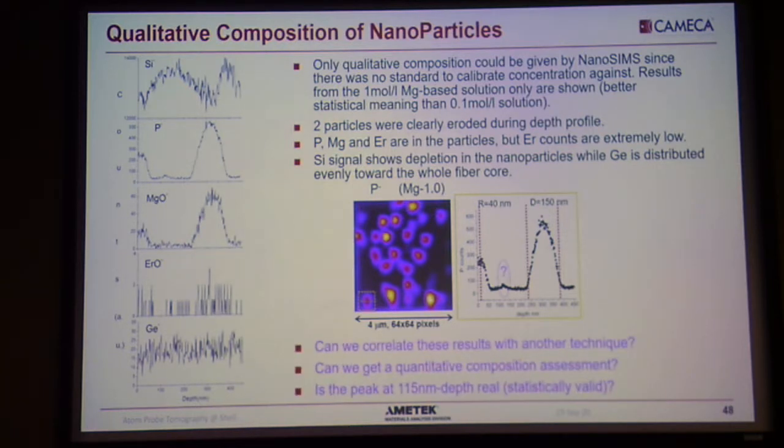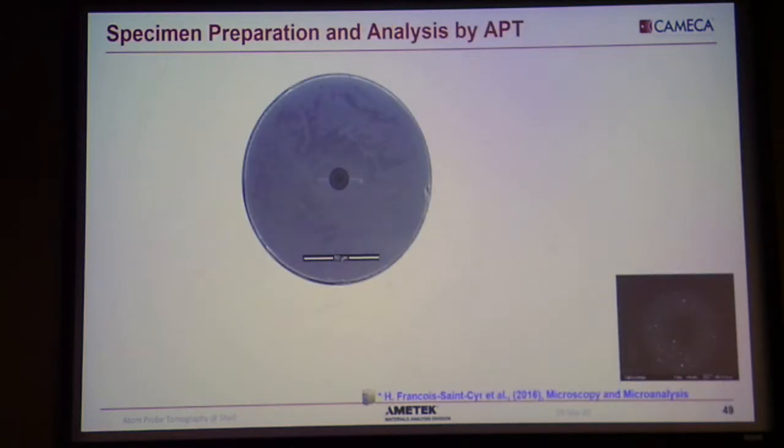So the question is, can we correlate these results with another technique? Can we get a bit more specific about quantification? And this is where the atom probe comes into play. This is an SEM image of the fiber core with the dielectric nanoparticles. That's part here, and you have the whole fiber here.